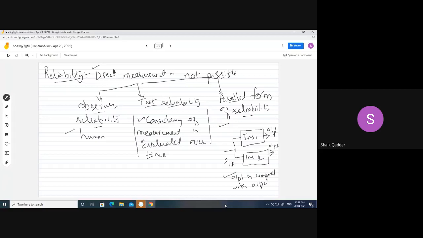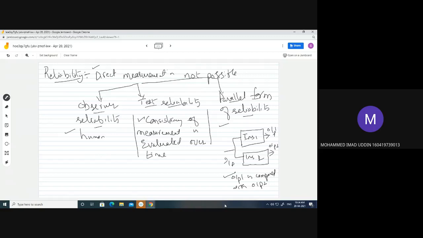Take a few points about reliability. Reliability of an instrument is actually the measure of consistency of the instrument. Okay? Can I proceed?